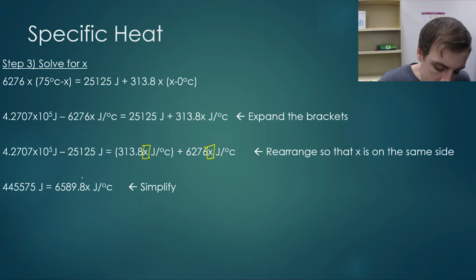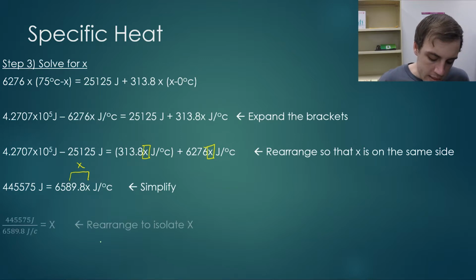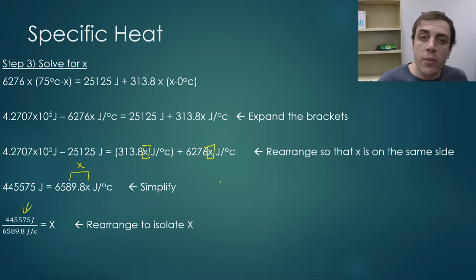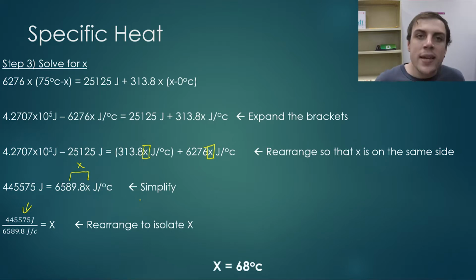So we can see that the relationship between our number and x here is a multiply. So by simplifying it, it turns into a divide, which is what we see here. So we rearrange this to get x by itself. So we do 445575 divided by 6,589.8, and we get 68 degrees Celsius.